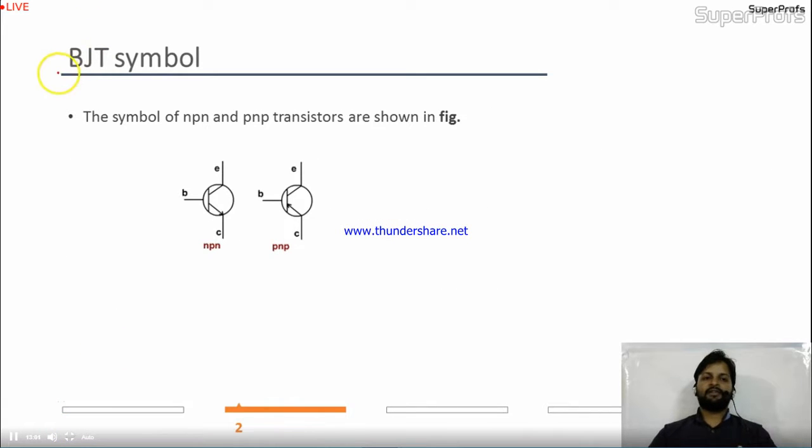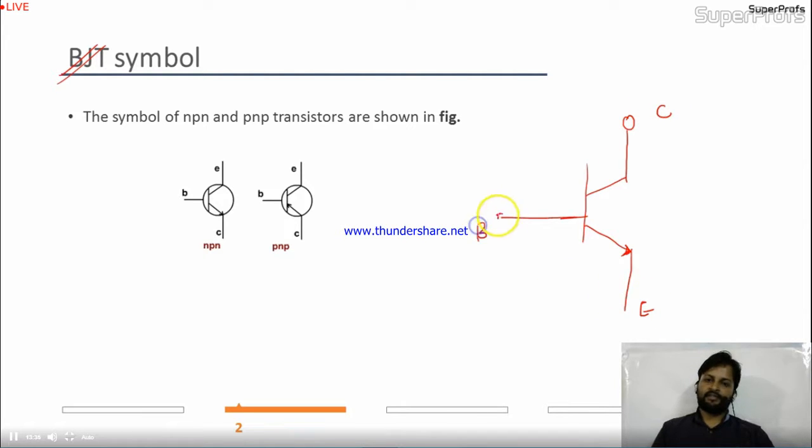Okay, let's come to the BJT symbol. The symbol of the NPN and the PNP transistor is shown in the figure. See, how is it? This is the symbol, right? This is always the emitter part. Sorry, this is the collector over here. Okay, let me check it. For me, this is the collector region, this is the emitter region, and this is the base region, right? So why is this figure looking like this?